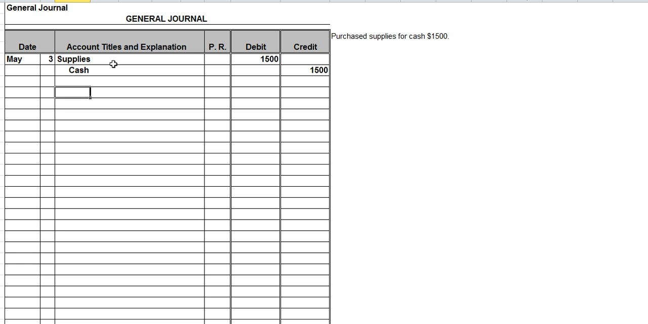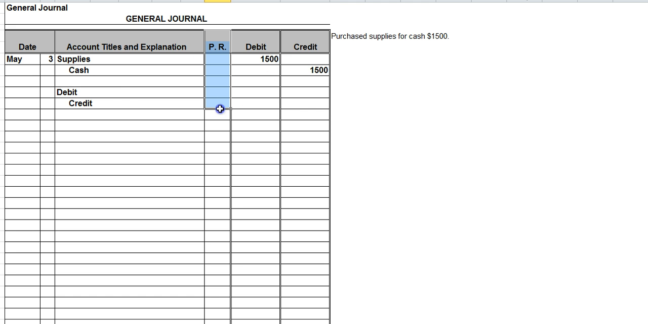Now let's talk about some basics about recording journal entries now that we've done an example. The date column, you're going to put the date. The account titles, your debit always goes first. Your credit accounts always come second, and your credits are always indented. Your debit numbers go in the debit column. Your credit numbers go in the credit column.